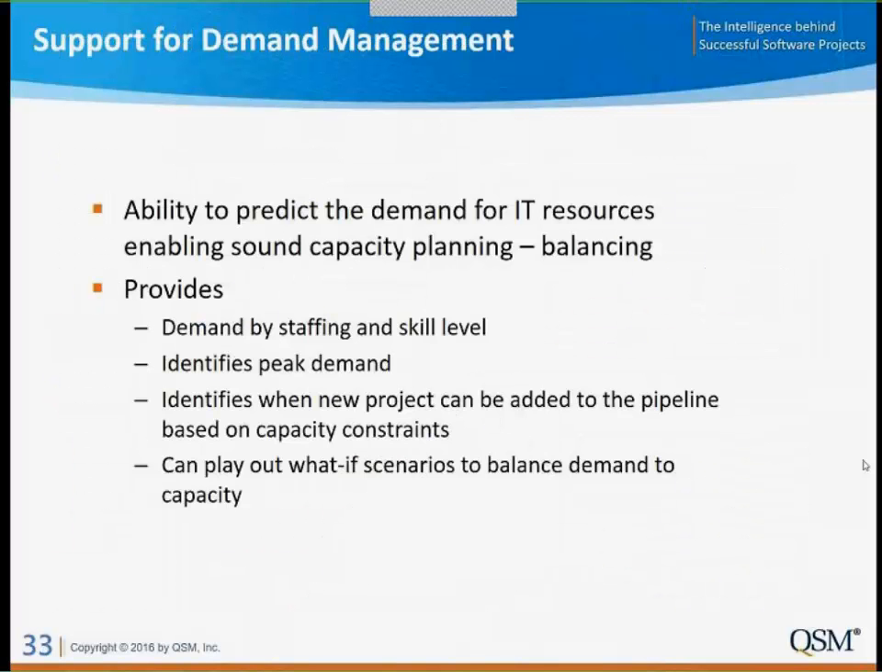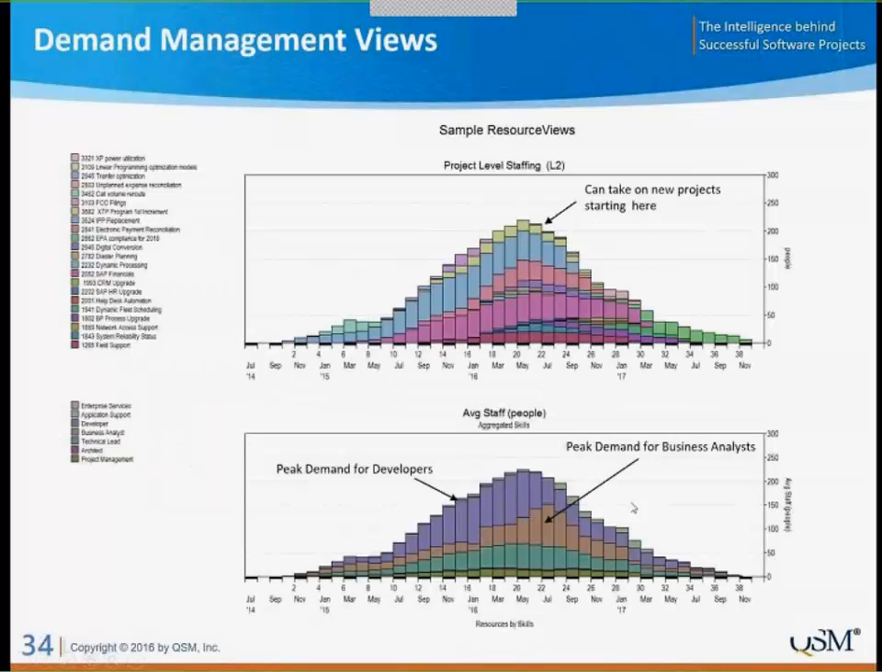To support resource demand, we can predict the demand for our IT resources, enabling our ability to take our demand and better match it with our capacity and get a better balancing out. We can look at demand by skill levels. We can identify where our peak demand is. We can identify where new projects can be added to the pipeline based on our capacity constraints. And we can play out what-if scenarios to balance those demand and capacity.